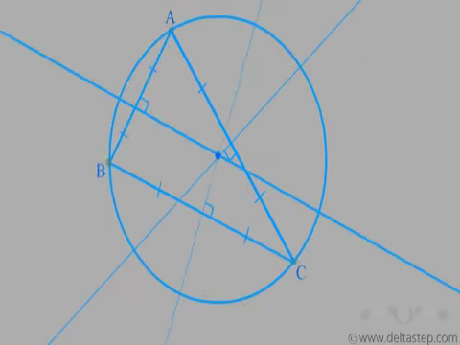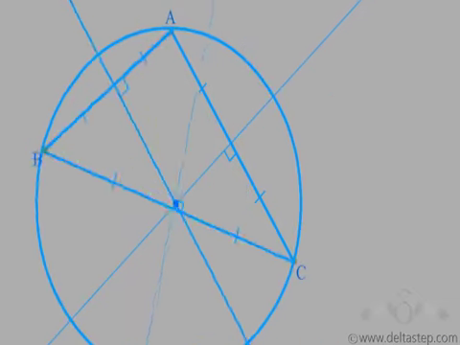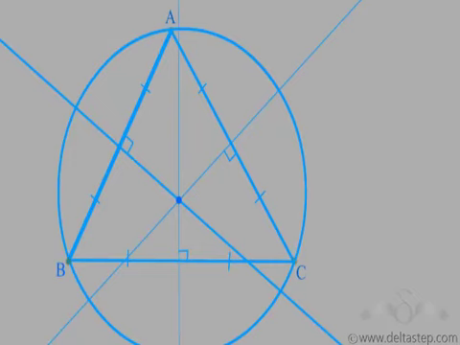For every triangle, you can make a circle that just touches the vertices of the triangle, circumscribes this triangle, and we call that circle the circumcircle. The center of this circle is called the circumcenter, and this center is nothing but the point where all the perpendicular bisectors intersect.